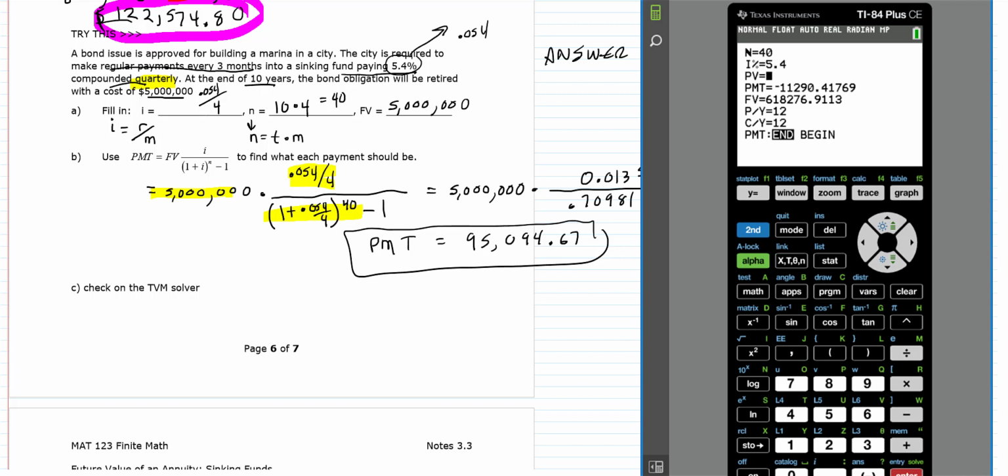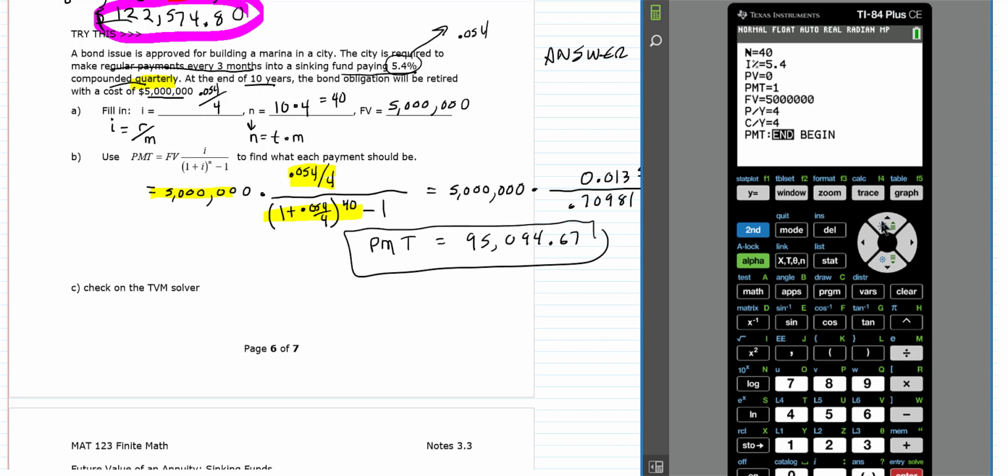Present value is 0. Why? Because it's something you're saving for, so you start at 0. Payment, that's what we're trying to find. Put any number in there you want to, or leave the number you already had. Okay, future value is the 5 million that you're trying to save for. Okay, and then what are the last two numbers since it's quarterly? 4 and 4. Okay, like that. So that's how everything's set up.